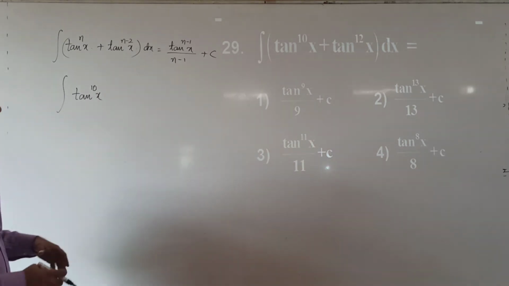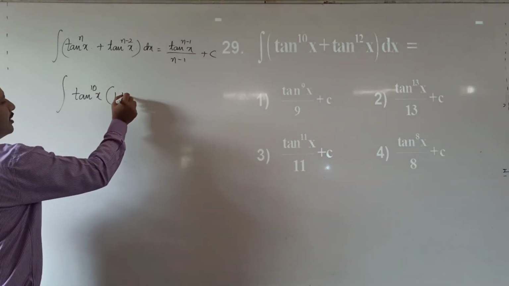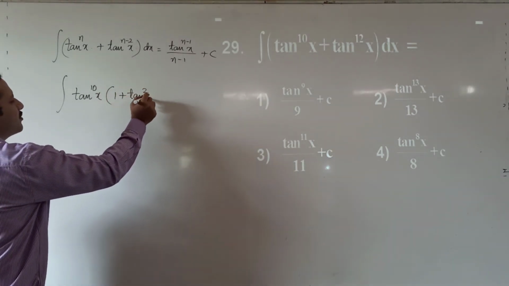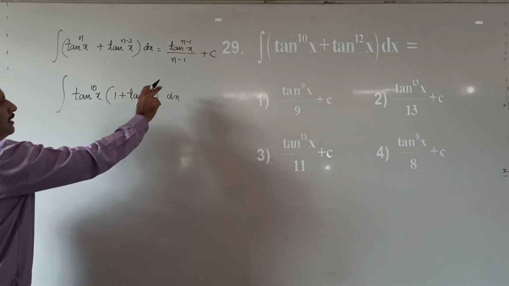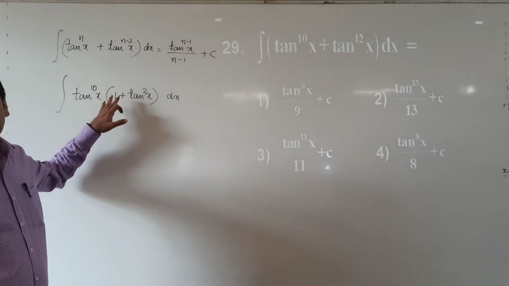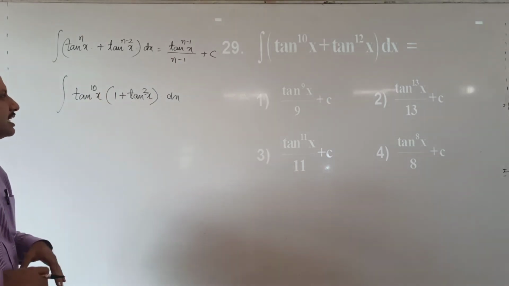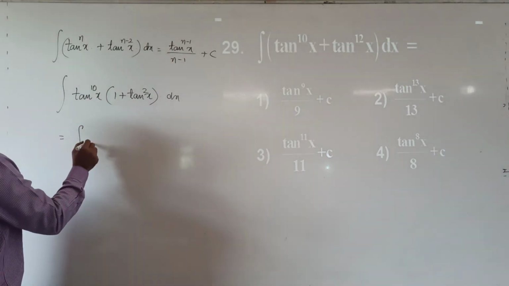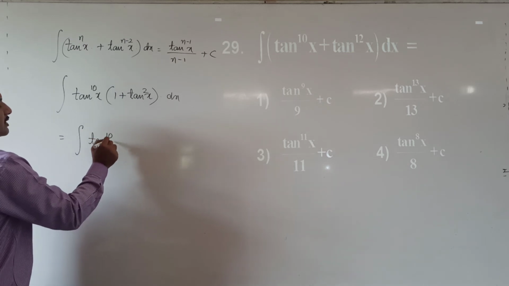We can take tan power 10x as common. Then what will remain? 1 plus tan square x. Tan power 10x plus tan power 12x. I take tan power 10x as common. Then you have tan power 10x into 1 plus tan square x. 1 plus tan square x is nothing but secant square x.